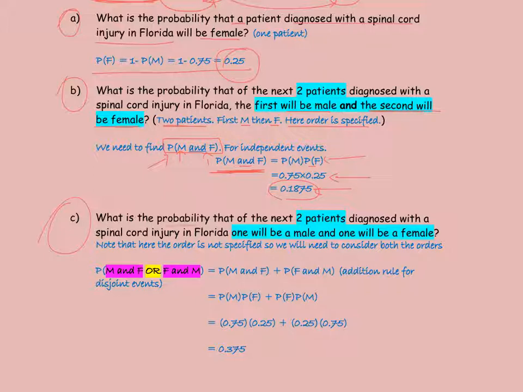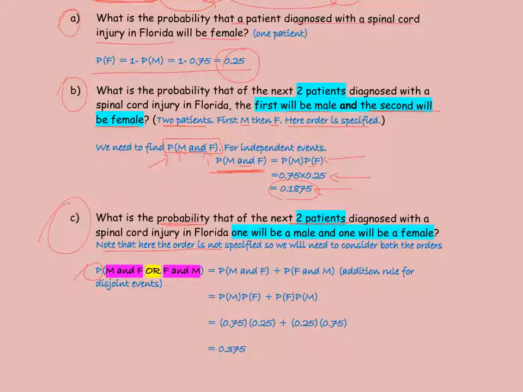What is the probability? So we need to calculate a probability, so that's P of the next two patients. So we again have two patients diagnosed with spinal injury in Florida. One will be male and one will be female. Note here that there is no specific order. It doesn't say first male then female, so we cannot assume that. It says one is male and one is female, which gives us two possibilities.